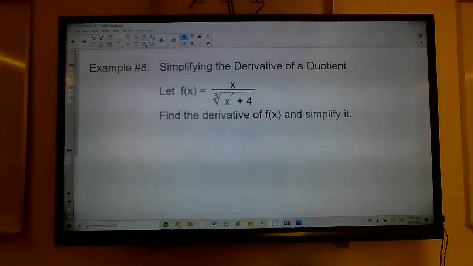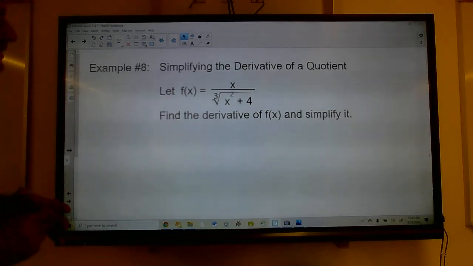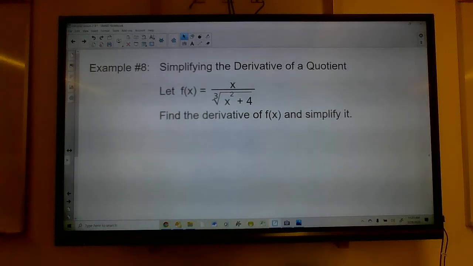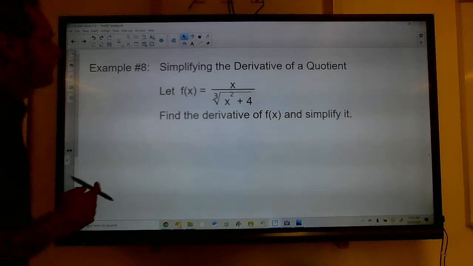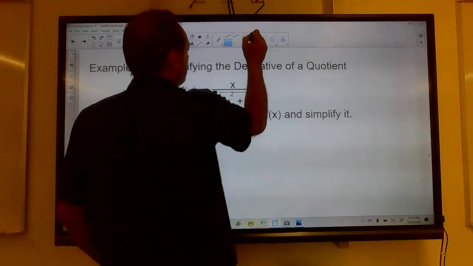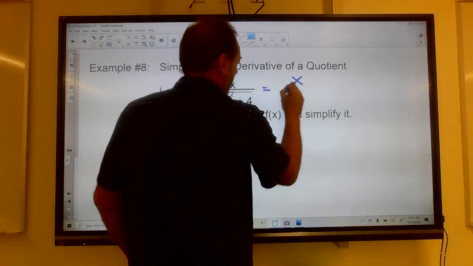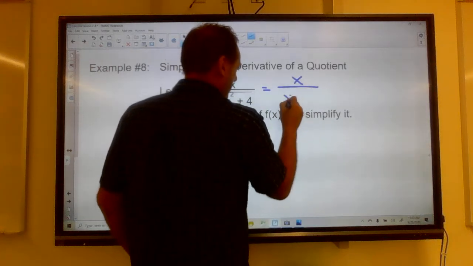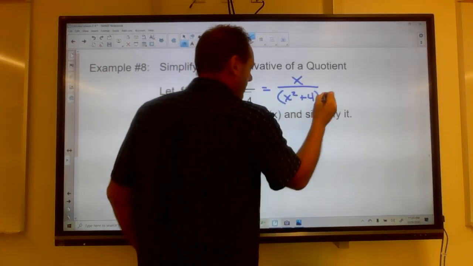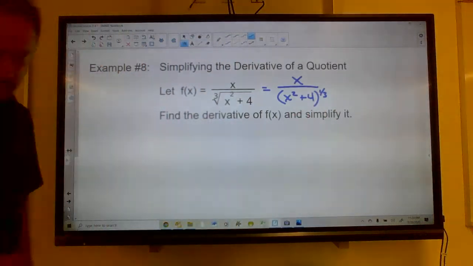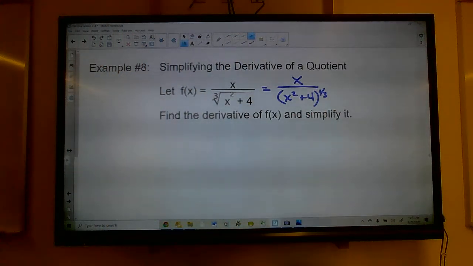Okay, simplify the derivative of a quotient. f of x equals x over the cube root of x squared plus 4. Find the derivative of f of x and simplify it. Okay, so I would rewrite this equation as x over x squared plus 4 to the 1/3 power. Okay, and now you can go ahead and use the quotient rule.